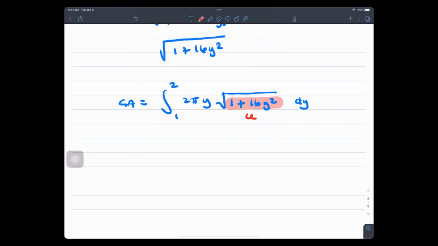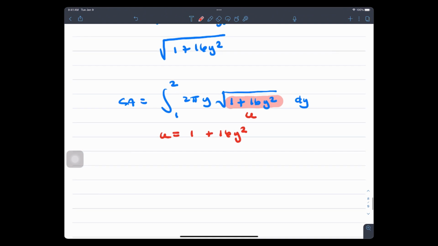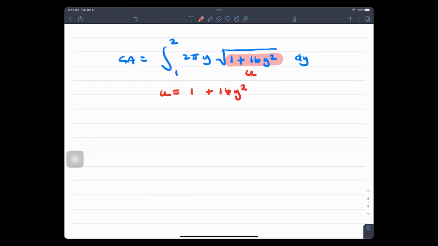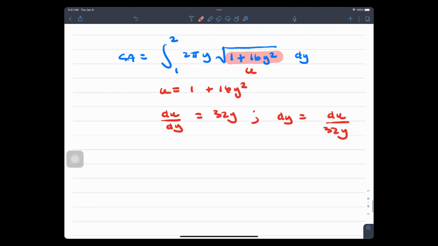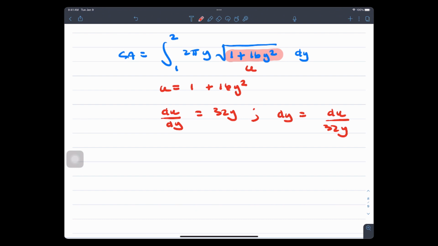This is u. So u is going to equal what? U is 1 plus 16y squared. So then du dy is going to be what? 32y. Or we say, what is dy? Du over 32y. Is that right? We got u sub.